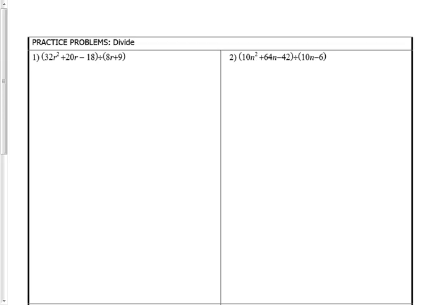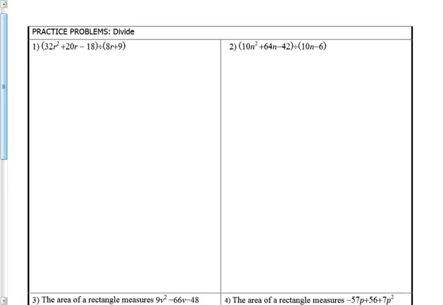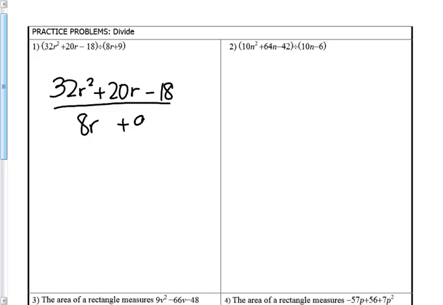So that'll show you that you did get it right. Okay, we're going to do just a couple more practice problems to make sure you're comfortable with this. So the first one says divide. So I'm going to go ahead and write 32r squared plus 20r minus 18 divided by 8r plus 9. We want to make sure it's set up right so that we can divide nicely here. Okay, always make sure you're taking the sign in front. So like this negative 18 here, make sure it's a negative 18 and not positive 18, okay, because that can throw your answer off as well.